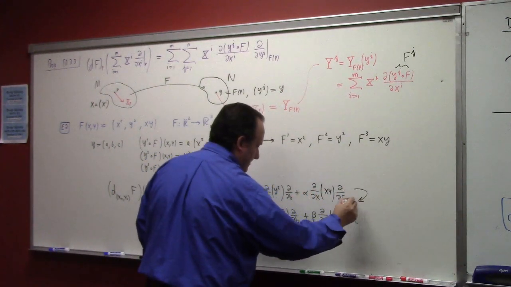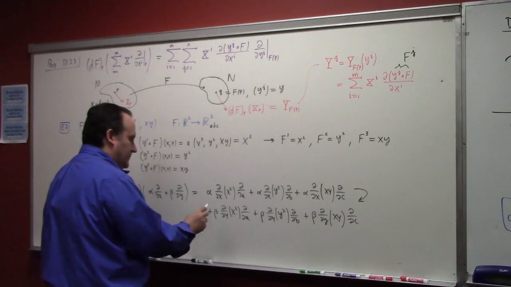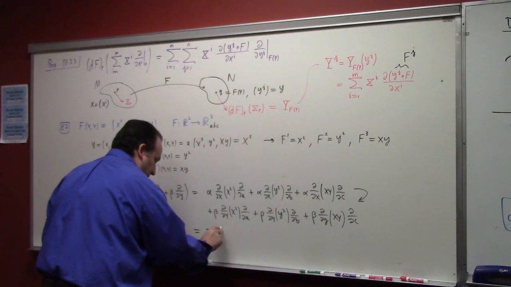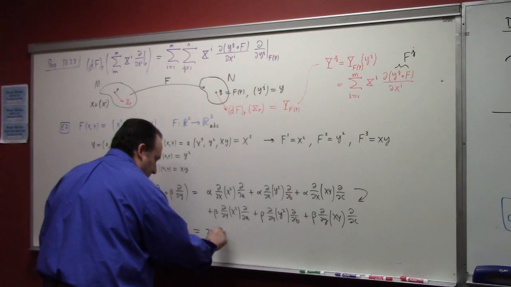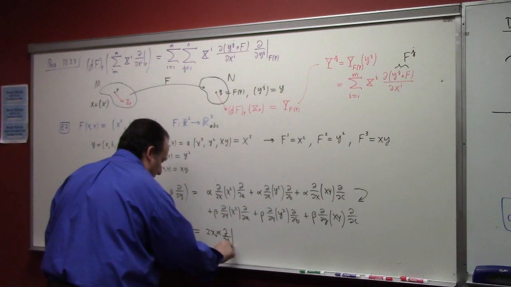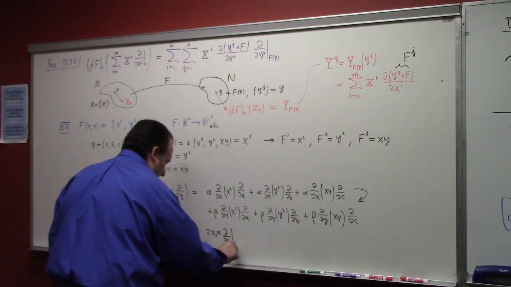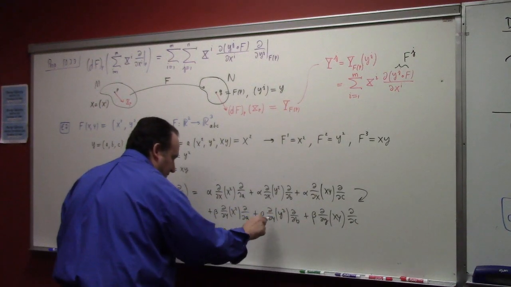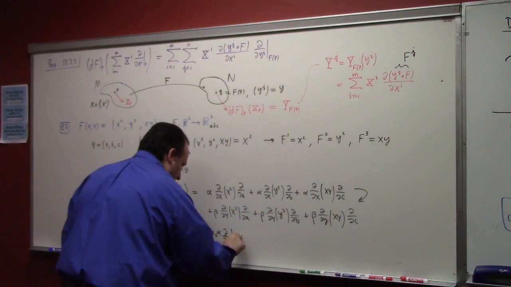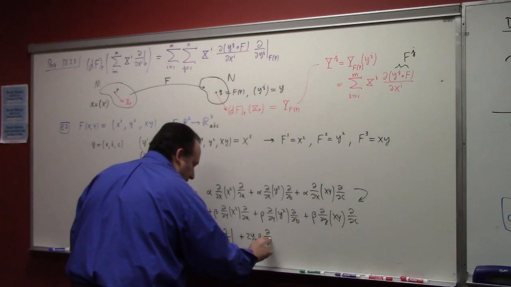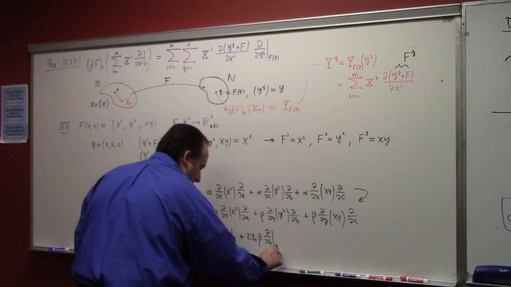Right? And what do we get? Well, we get 2x naught alpha partial a, right? At the point, well, let me just say at the point q naught, and I'll say what q naught is in a minute. And then this gives me 0, but this gives me plus 2 y naught beta partial b at the point q naught.